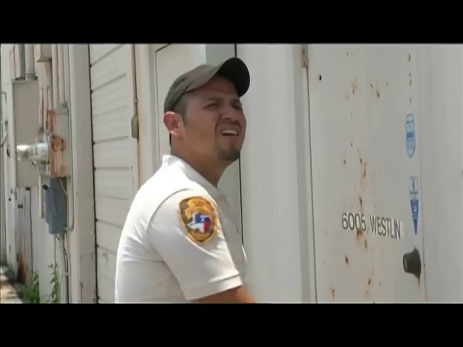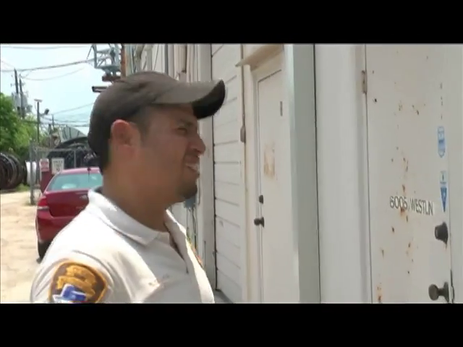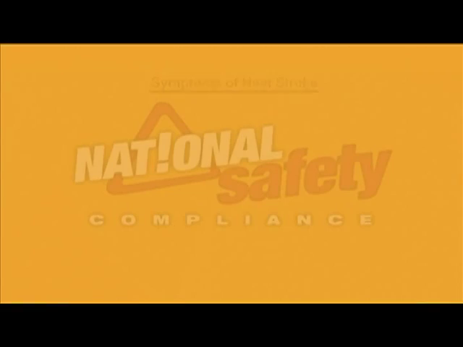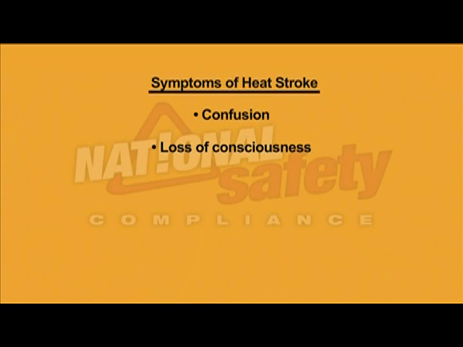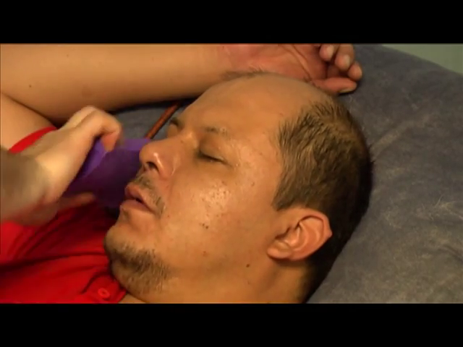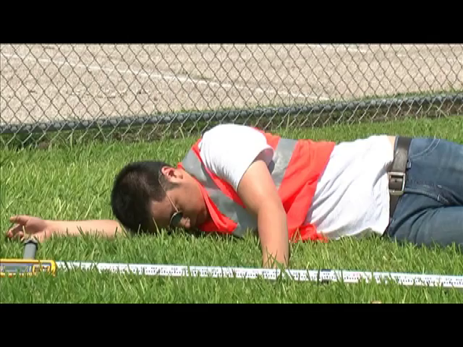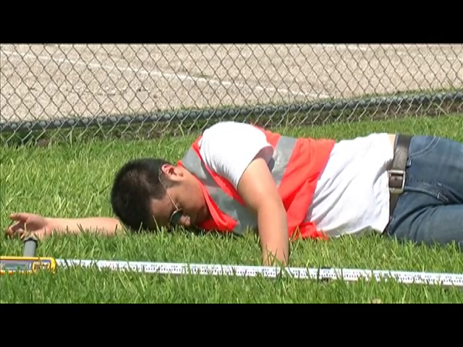It can occur when the body's temperature regulating system fails and the body temperature rises to 105 degrees Fahrenheit or higher. The symptoms of heat stroke are confusion, loss of consciousness, seizures, slurred speech, and a throbbing headache. Skin may be hot and dry or could be sweating profusely. Heat stroke is a medical emergency which could result in death.